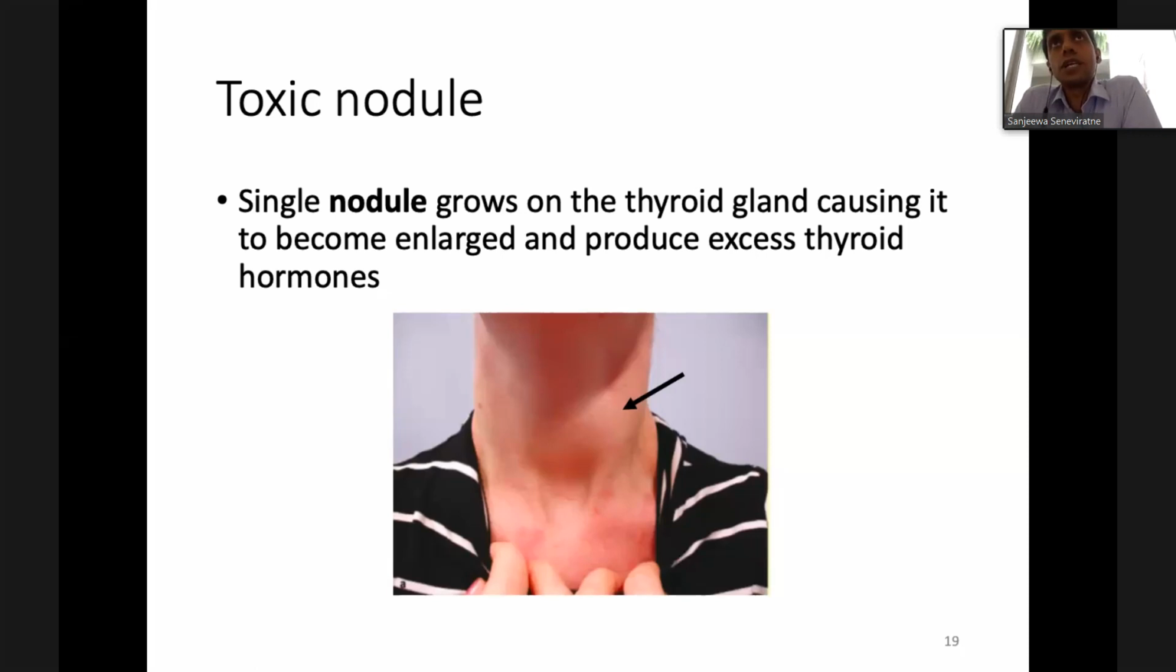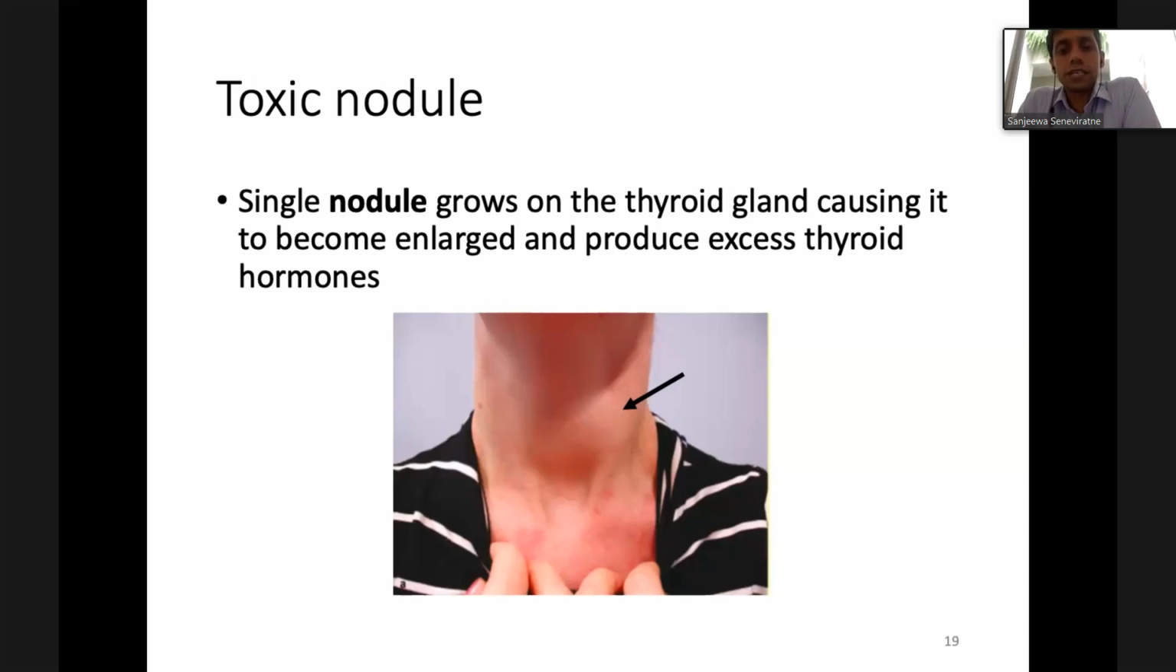Okay, so we have discussed two conditions leading to hyperthyroidism. That's Graves' disease and toxic multinodular goiter. Then the third one is toxic nodule or toxic adenoma. This is a patient who presents with features of hyperthyroidism with a solitary nodule in the thyroid.